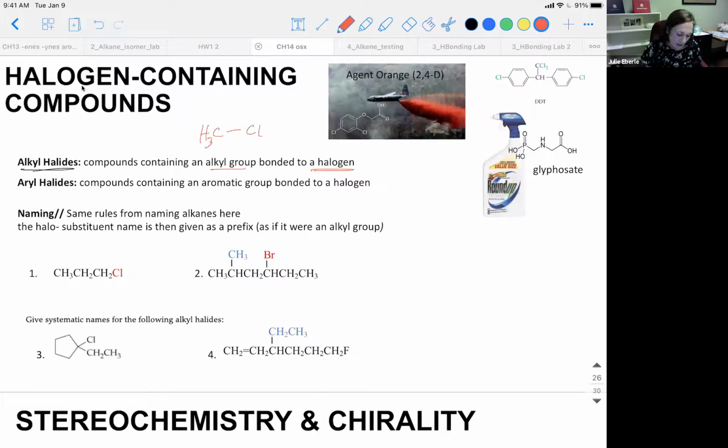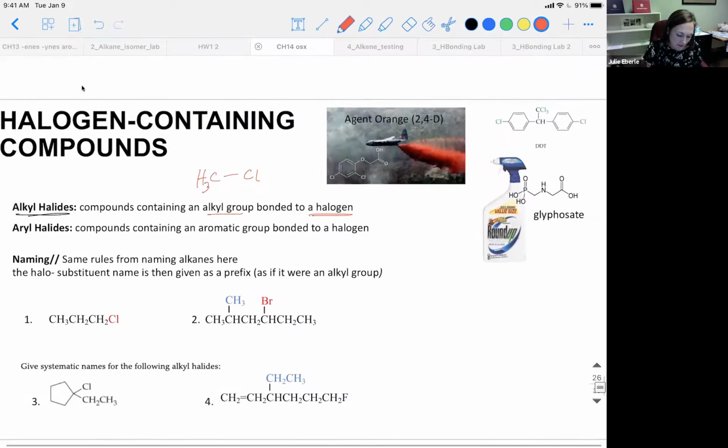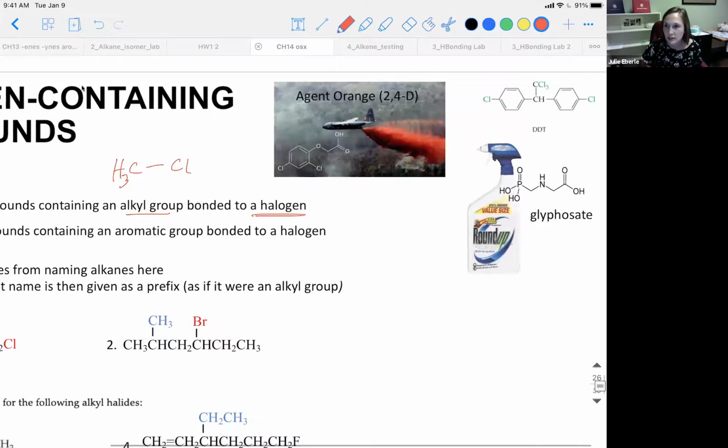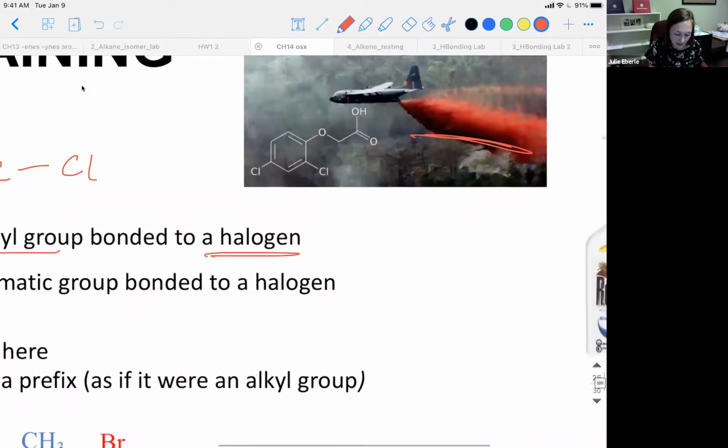These have been used in the past. Anybody heard of Agent Orange or 2,4-D? They literally used to spray this stuff out of airplanes over enemy territory in war times. And it's terrible what it does. It can cause cancer and so many other things, but it's an alkyl halide because these chloride molecules right here are bonded to your benzene ring.